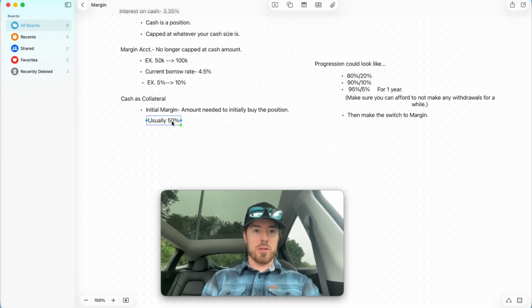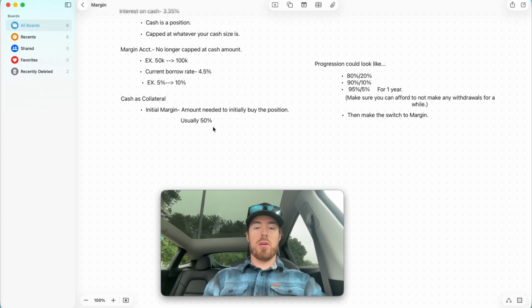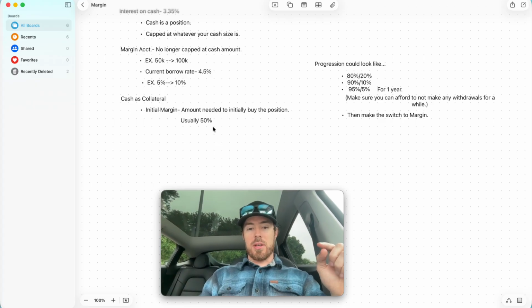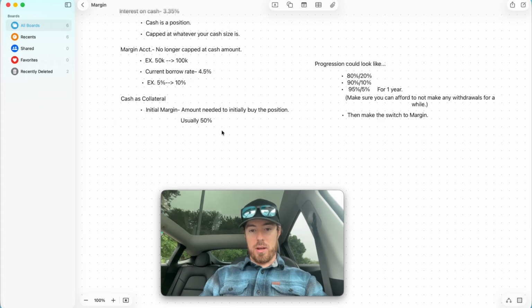So initial margin is usually 50% of the stock price. I've used it in a previous example. Let's say the stock price is $500, and now that you have a margin account, you want to go buy that stock. Now you get that stock at $250, and the other $250 of that is being borrowed. So you are borrowing half of that stock at a 4.5% rate.